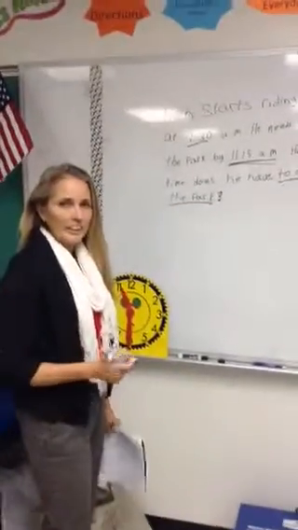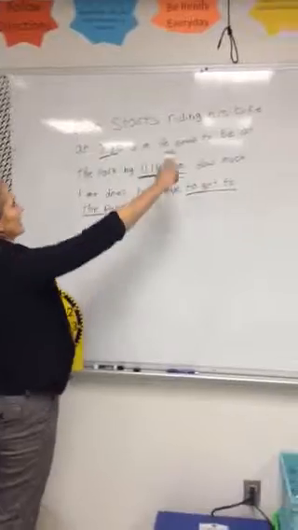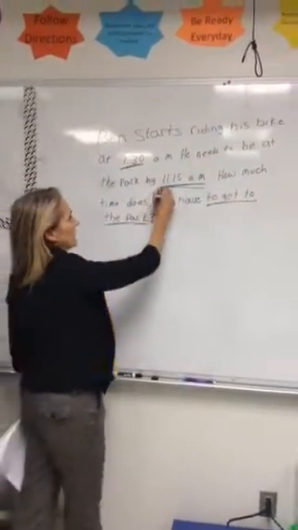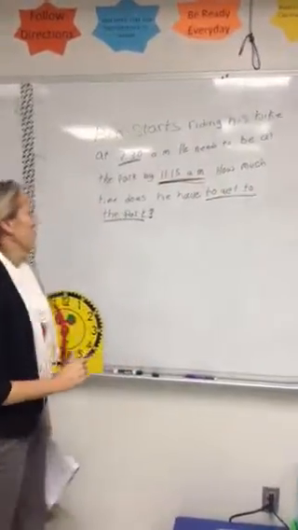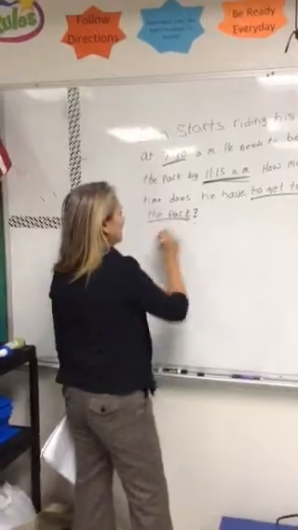Today we're going to learn about elapsed time. So we'll start with the story problem. Ben starts riding his bike at 7:30 a.m. He needs to be at the park by 11:15 a.m. How much time does he have to get to the park?